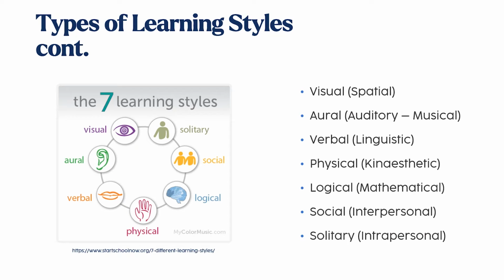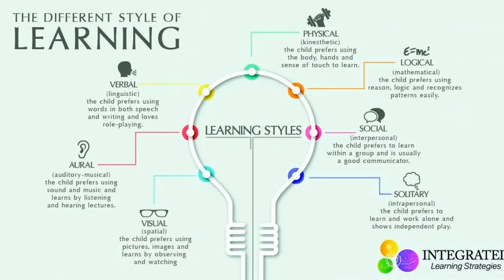Then verbal, linguistic, physical, logical, and solitary. This is quite a cool diagram that I found a couple of years back, from Integrated Learning Strategies. And it actually shows you what each of these individual things do. So logical, mathematical: the child prefers using reason, logic, and recognizes patterns. Social, they want to deal with group interaction. Verbal, for example, they prefer using words in both speech and writing.